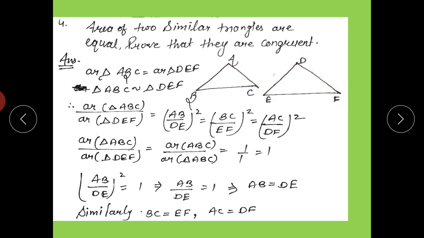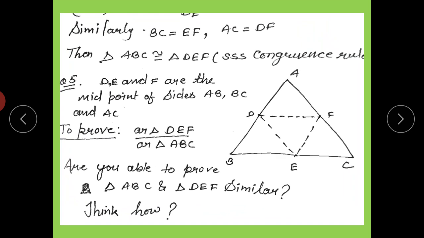If in these two triangles ABC and DEF, AB is equal to DE, BC is equal to EF and AC is equal to DF, then if all three sides are equal to the corresponding three sides of the other triangle, the triangles are congruent by the side congruence rule. So triangle ABC and DEF are congruent by the side congruence rule. Hence proved.